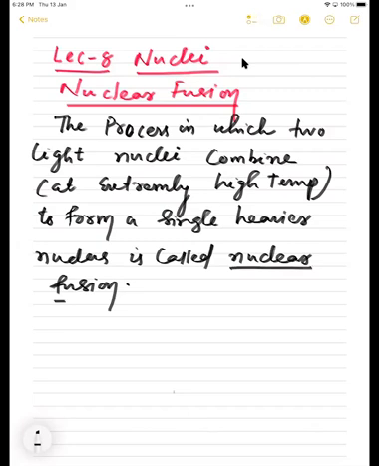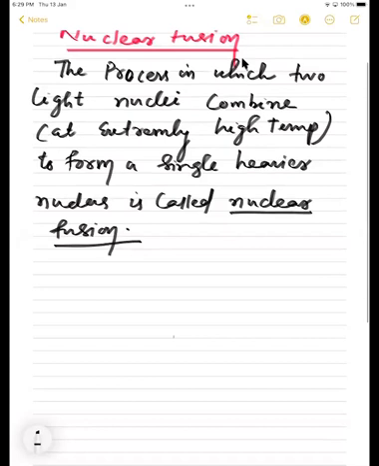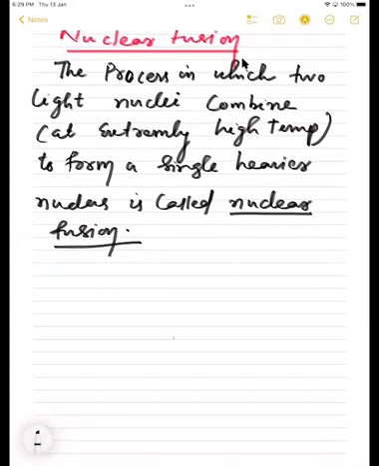Underline nuclear fusion. Students, see here, the mass of the heavy nucleus formed is less than the sum of the masses of the combining nucleons. So due to that mass defect, energy is released. And you know from Einstein's mass-energy relation, E is equal to mc square, mass defect into c square, we have calculated in the first lectures, right?